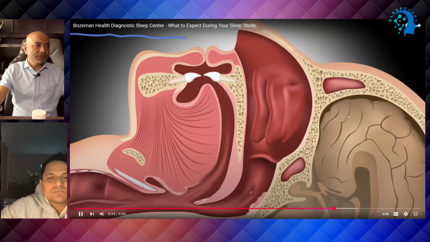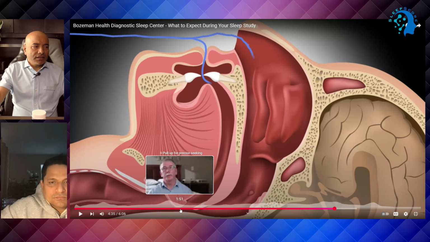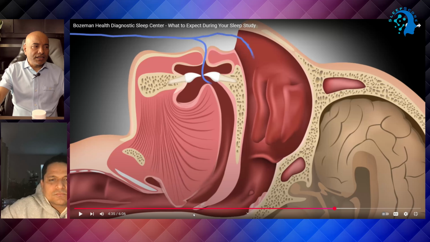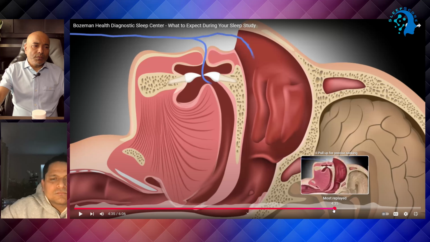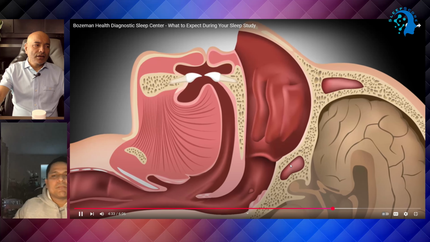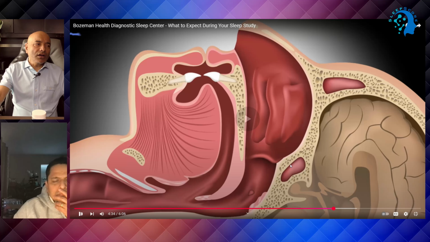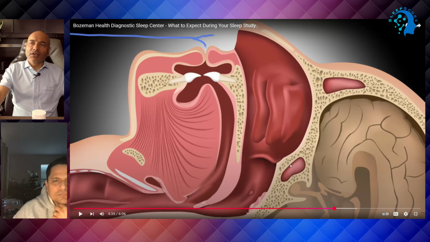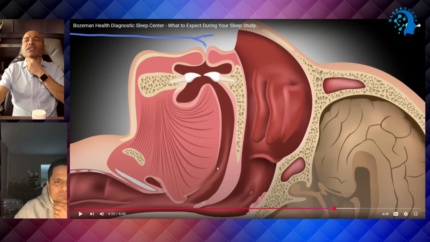See the little small spaces right here, right? It was open completely before. Now it is open completely and the air can pass. It's so easy, so nice. Because of the tongue collapse, the tongue is sliding backward, so it is closing the airways.